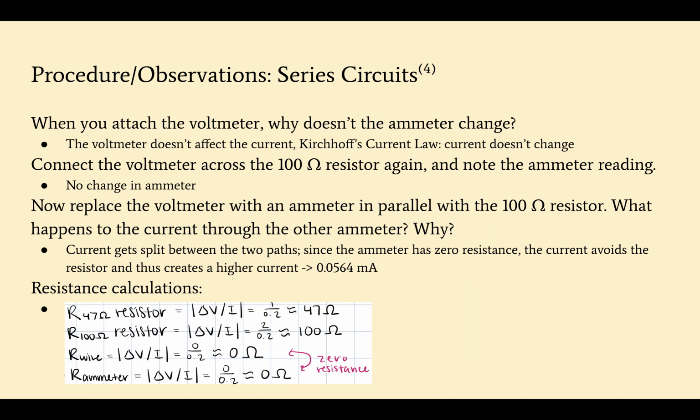And we were asked to attach the voltmeter and see why the ammeter doesn't change. We said that because of Kirchhoff's current law, the current doesn't change, and then we connected the voltmeter across the 100 ohm resistor again, and we said that there was no change in the ammeter. And then we were asked to replace the voltmeter with the ammeter in parallel to the 100 ohm resistor, and we said that the current gets split between the two paths. Since the ammeter has 0 resistance, the current avoids the resistor and thus creates a higher current, which is measured there. And then for the resistance calculations, we just calculated the resistance of each component in the circuit, and these calculated values align with the values we would expect each of the components of the circuit to have.